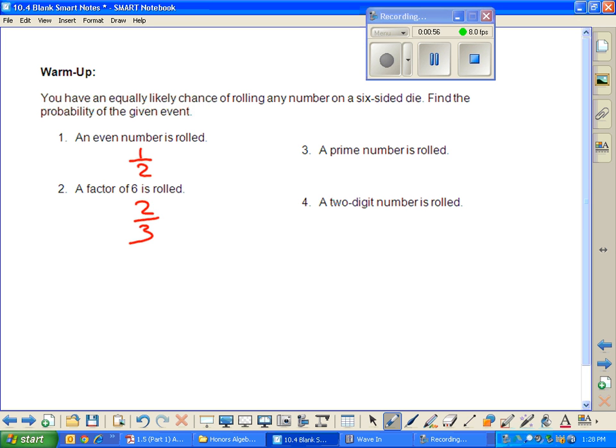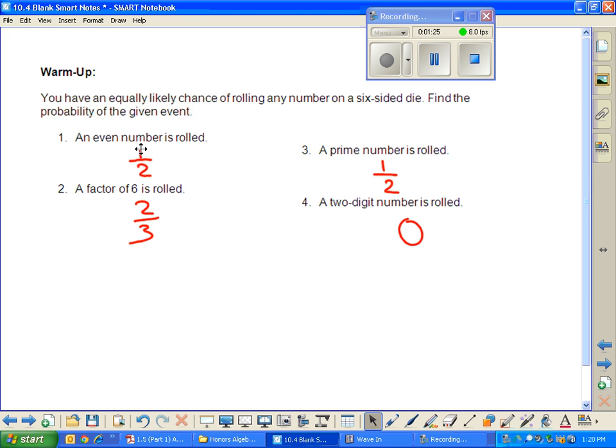Not quite. So the prime numbers that we would have on a 6-sided die are 2, 3, 5. 1 does not count because 1 is not prime or composite. So we have 3 out of 6, which is 1/2. And number 4, what is the probability of rolling a 2-digit number? Geo. 0. No way that's going to happen. Very good. Are we okay with these?